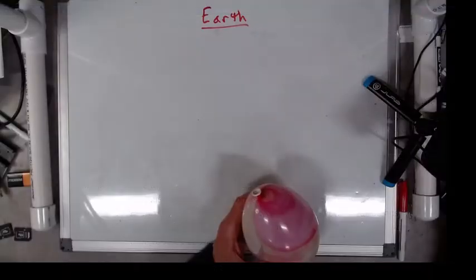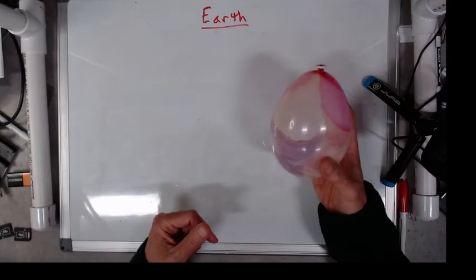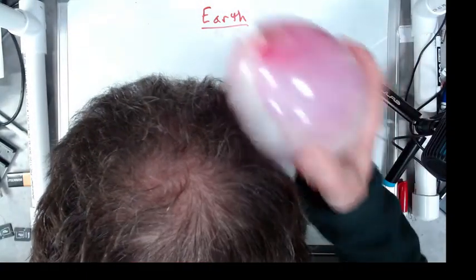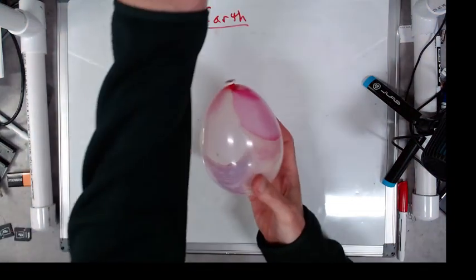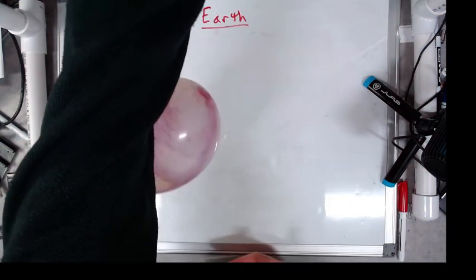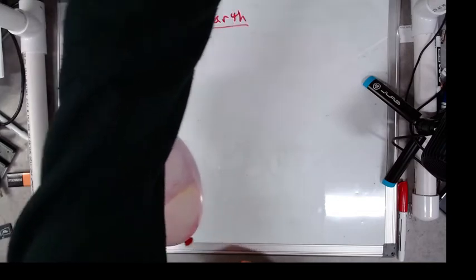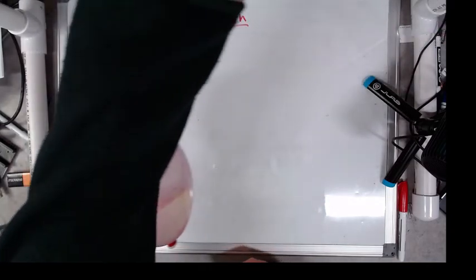So let me just see if I can pull up this. So here's a balloon. And what I'm going to do is stick my head in here and rub the balloon on my head. And then I'm going to hold my arm up here. And you can see that the balloon is hanging from my arm. You may not be able to see it very easily, but I move my arm around here.